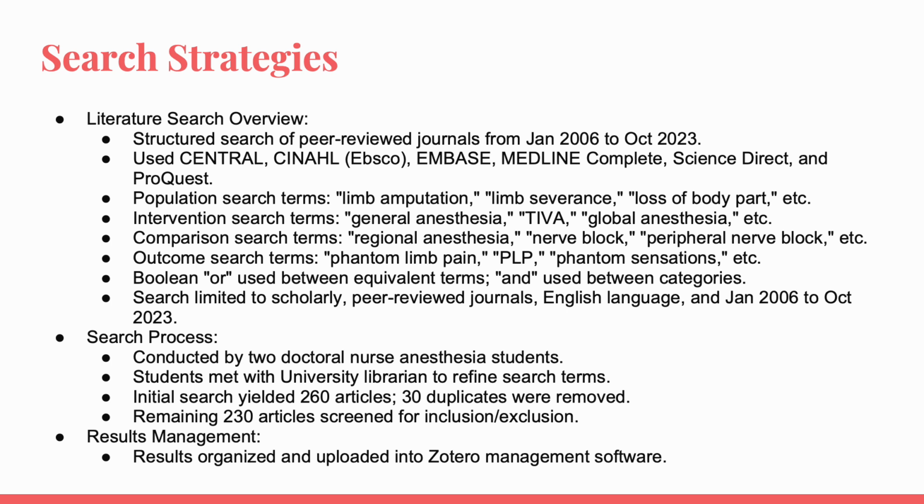The search strategy began using peer-reviewed journals from 2006 to 2023 from Central, CINAHL, Embase, Medline, ScienceDirect, and ProQuest. My partner and I then used search terms such as limb severance and limb amputation, and using search terms for the intervention, comparison, and outcome. We also used Boolean phrases or equivalent terms. The search was limited to only scholarly, peer-reviewed journals in the English language from 2006 to 2023.